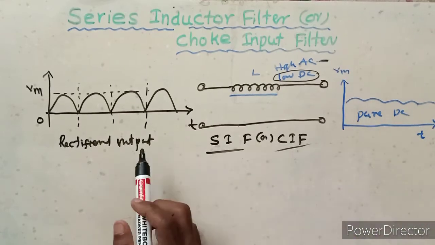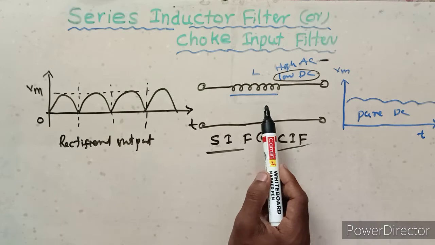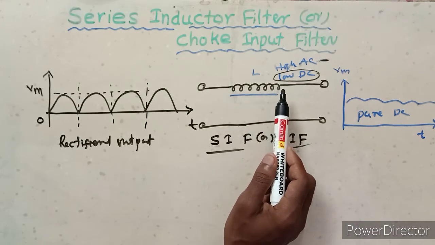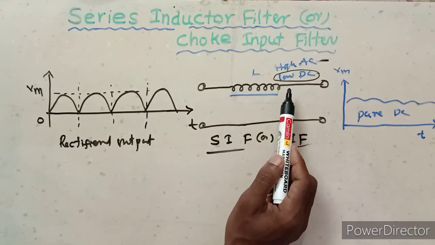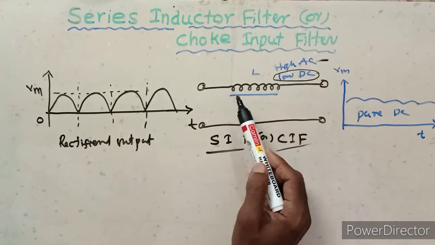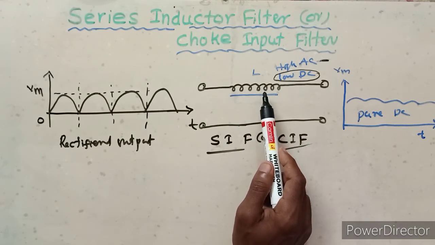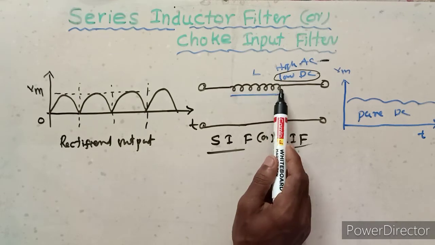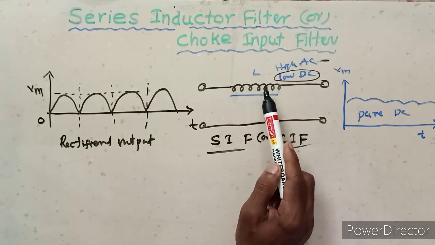So this is the pure DC. The operation of the inductor filter depends upon the inherent property of the inductor to oppose any change of current flowing through it. The inductor stores energy in the magnetic field. So this is the coil, linked with the magnetic field.